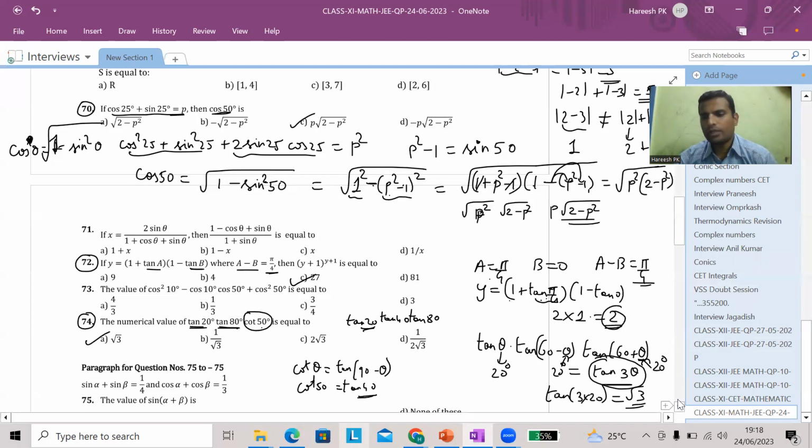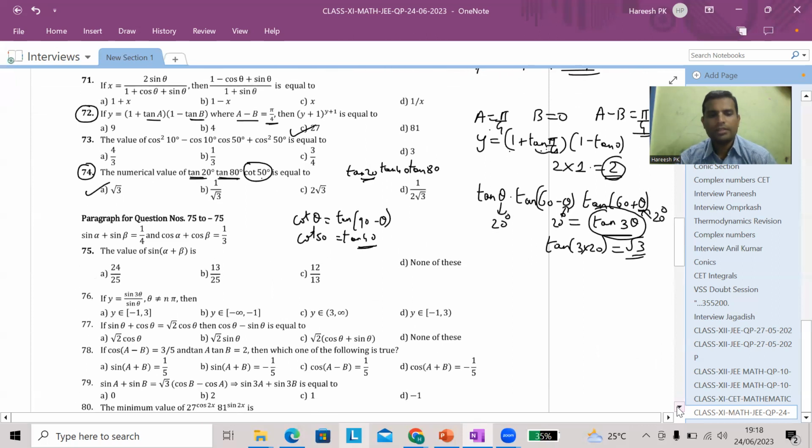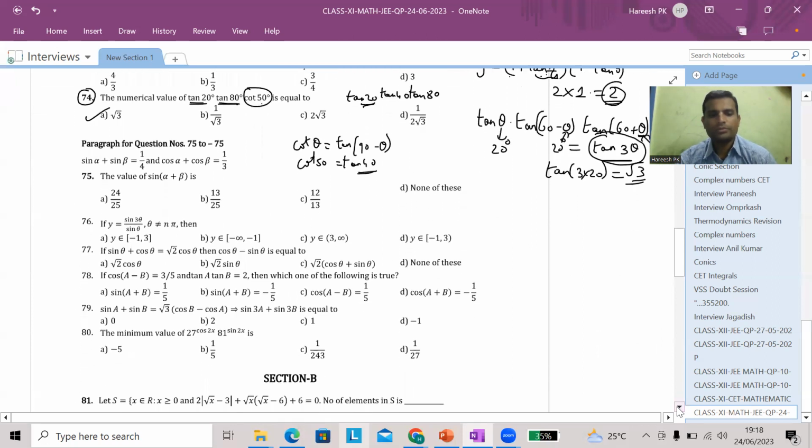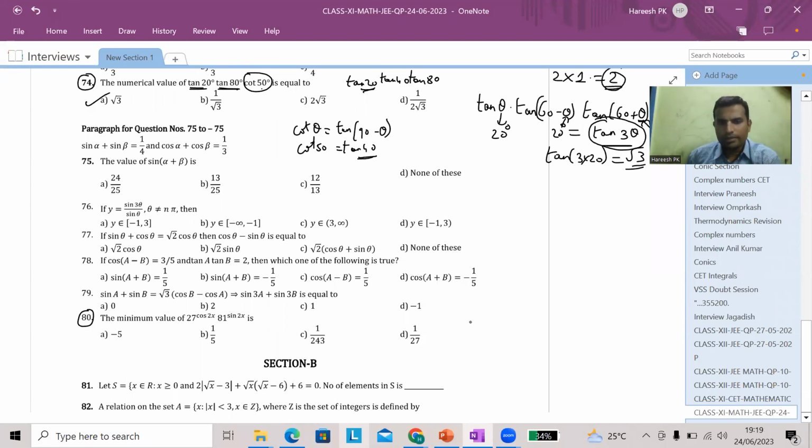So the answer is root 3. So again, what I'm helping you to do is first identify the really easy questions. Then let's do the other complicated questions. So this question also, we have done a similar question in the class, 80th. 27 power cos 2x, 81 power sin 2x. So 27 I can write as 3 cube. 3 cube power cos 2x.